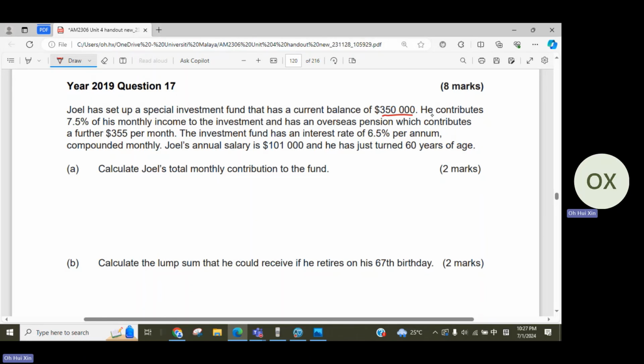Based on this, in order to have more money in the investment fund, he invests 7.5% of the monthly income, and the annual salary is given as such. Later you need to calculate the monthly salary, then find out the 7.5%. He also has an overseas pension that will contribute 355 per month on top of the monthly income. The investment fund has an interest rate of 6.5% per annum compounded monthly, so the CPY and PPY are the same. The annual salary is this, and he has just turned 60 years of age.